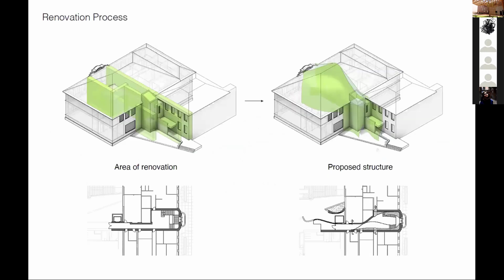And this is the renovation process. So the first diagram shows the existing wall of the building, and our concept indicates that we transform these highlighted walls into fluid-like curves, which increases the fluidity of the building and the flow of the passage.